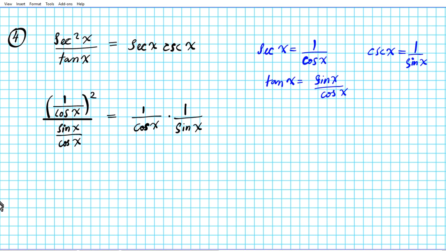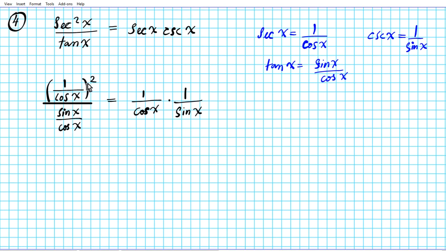Now on the left side of the equation, let's use the quotient property of exponents to simplify this. We'll have 1 squared, which is 1 divided by cosine squared x, which can be written as cosine squared x. They're the same thing. And then that divided by sine x over cosine x. The question is, is this equal to 1 over cosine x times 1 over sine x?